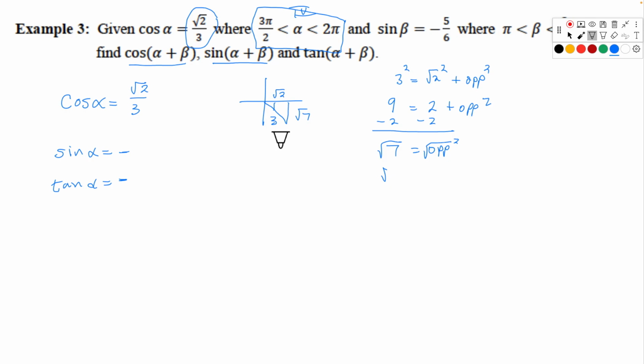Okay, so we've got our 3 sides, so now we can get our sine and our tangent from our triangle. Sine is opposite over hypotenuse, right? Opposite is square root of 7 over 3. Tangent is opposite over adjacent, so tangent is square root of 7 over square root of 2.